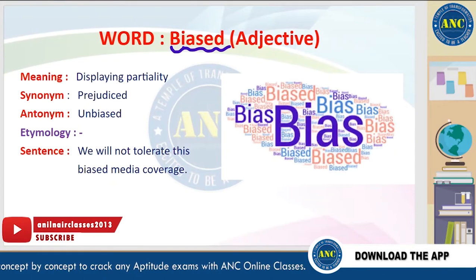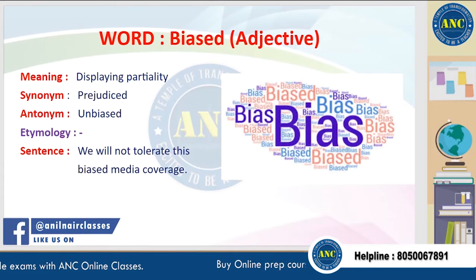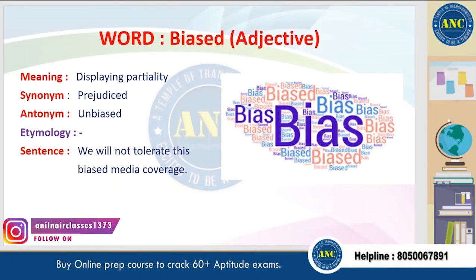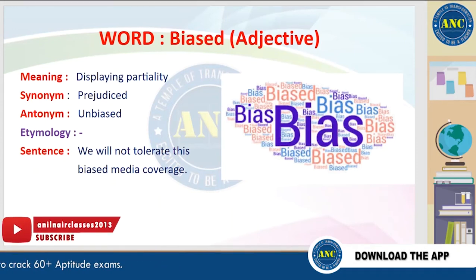Biased. Biased means displaying partiality. A synonym for this word is prejudiced, and an antonym is unbiased. A sentence for this word is, we will not tolerate this biased media coverage.